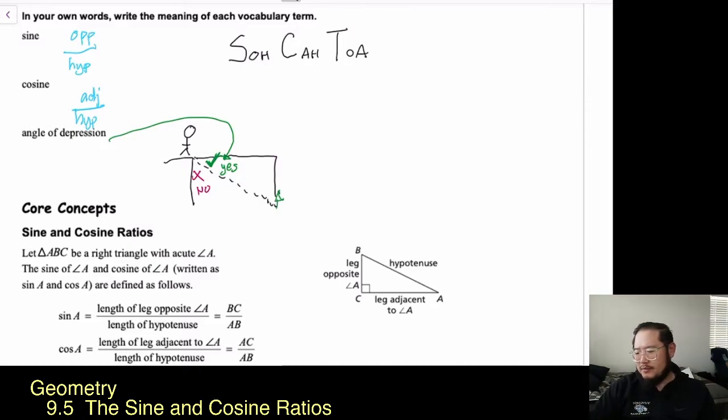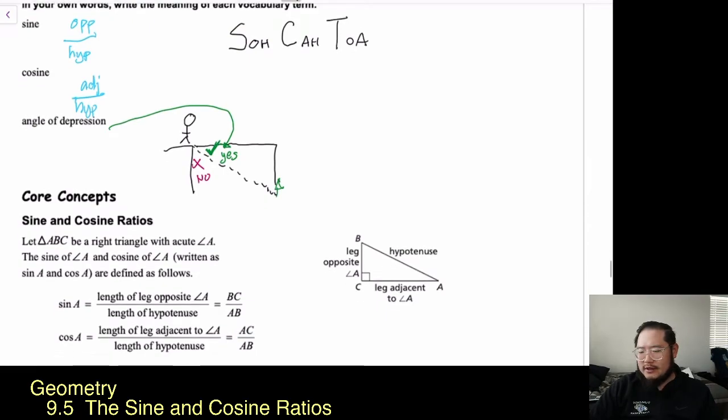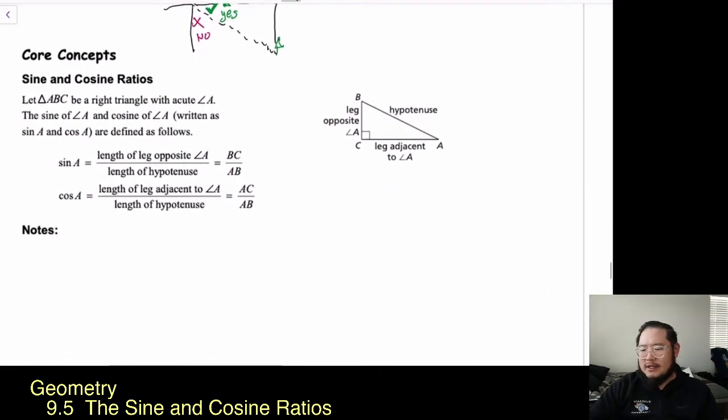All right. So let's go ahead and take a look at our core concepts. And so we're looking at the sine and cosine ratio. And I pretty much already talked to you about SohCahToa, right? Once again, I'll put it down. SohCahToa. And if you look at the expression that's given, it says sine of angle A is equal to opposite over hypotenuse. And once again, if we look at SohCahToa, sine is opposite over hypotenuse.